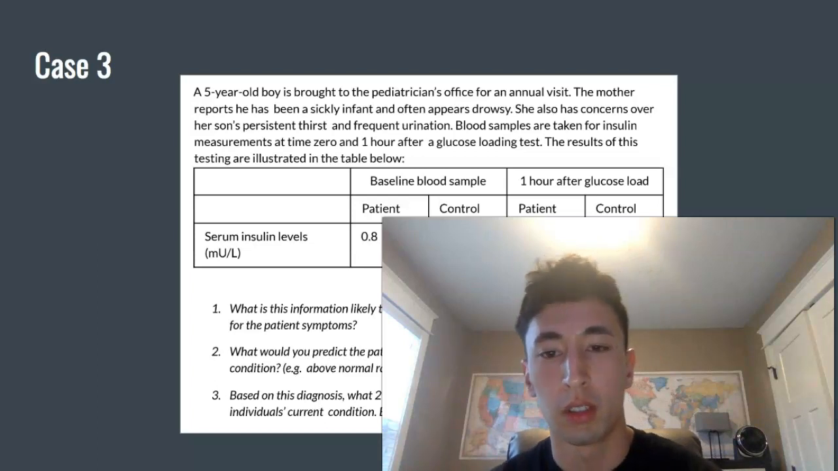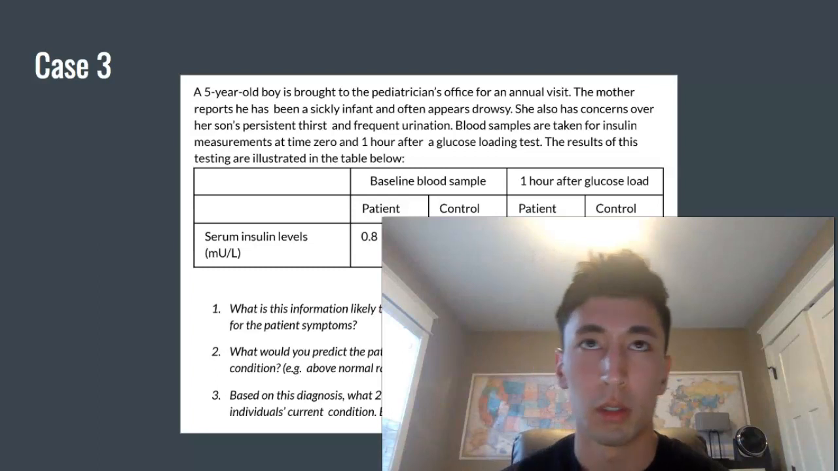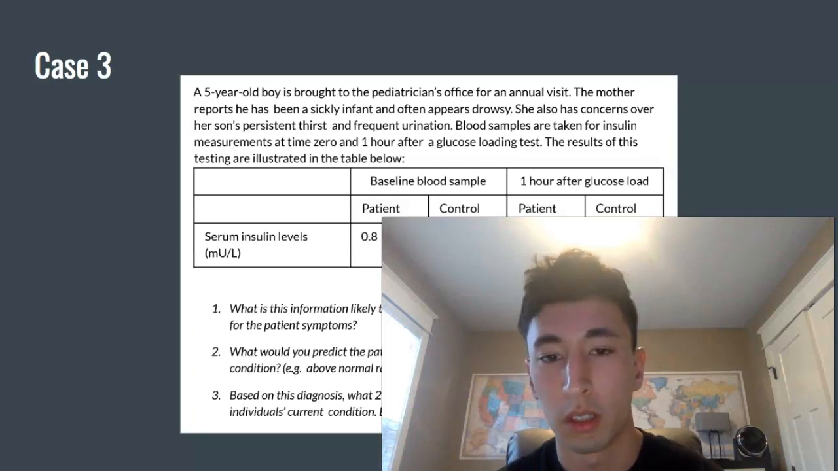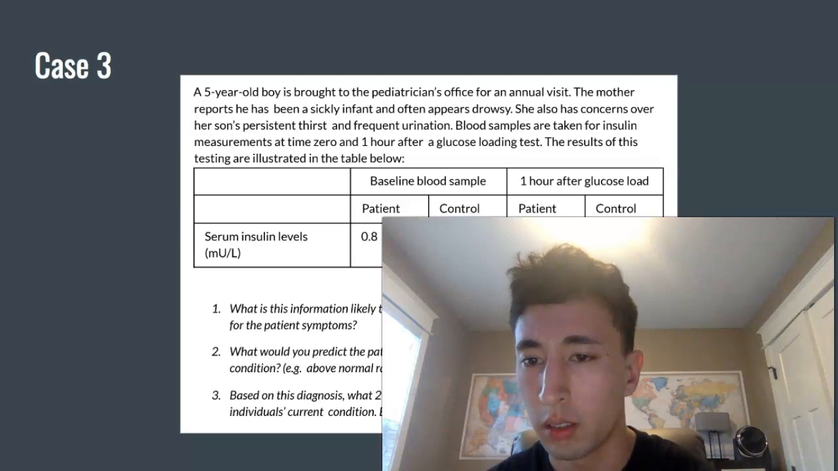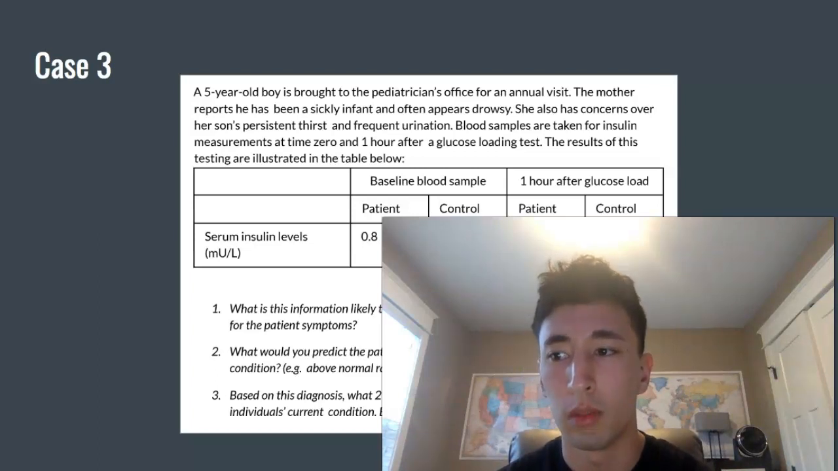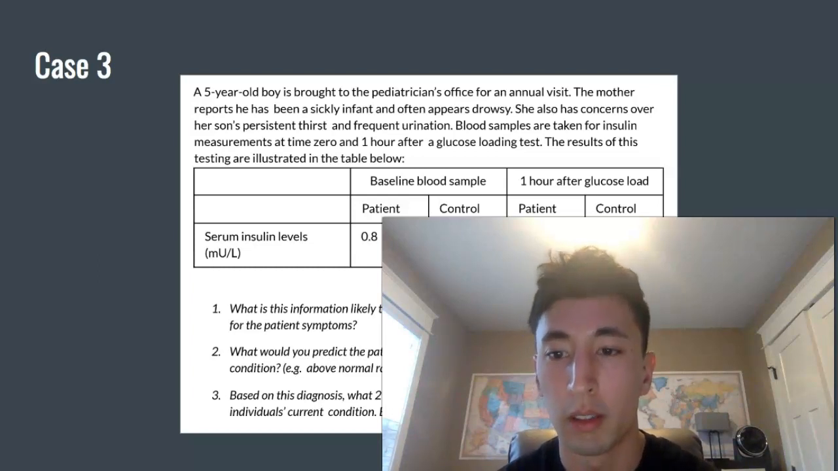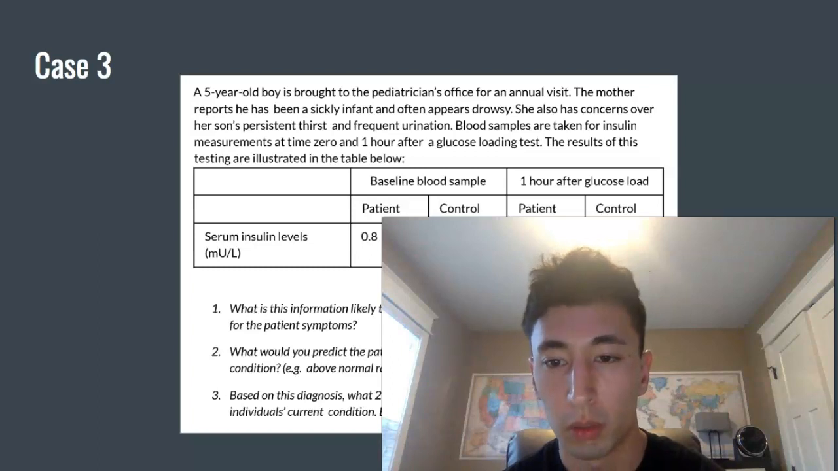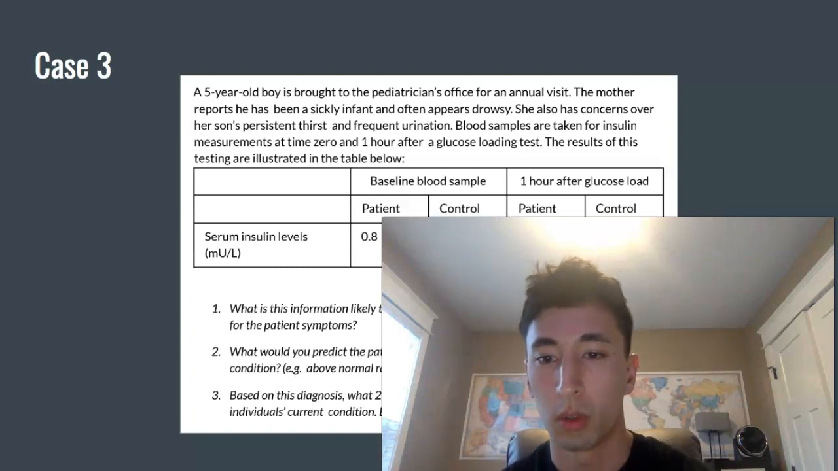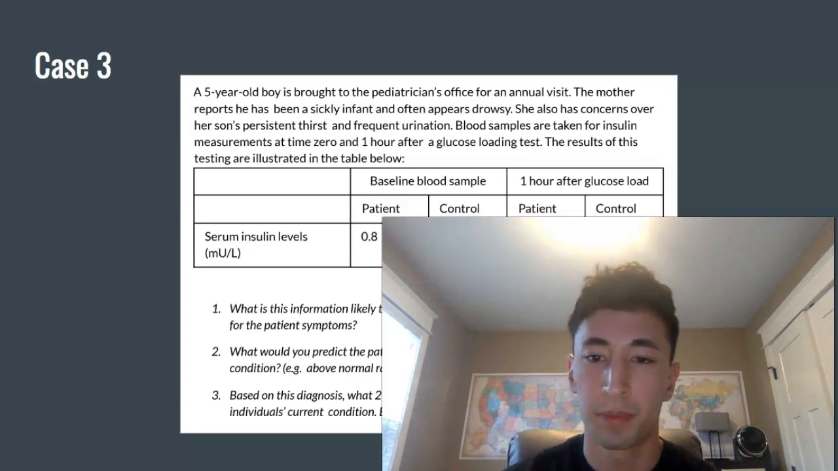For the very first case, we have a 5-year-old boy who was brought to the pediatrician's office for an annual visit. His mother has been noticing a few signs that are worrisome to her and that lead us to believe that he has a medical condition that we will be talking about more in the next slide. But I just want to talk about the chart being there. Over the next few slides, we will be referencing that chart and going back and forth from the questions that we are answering back to this chart.